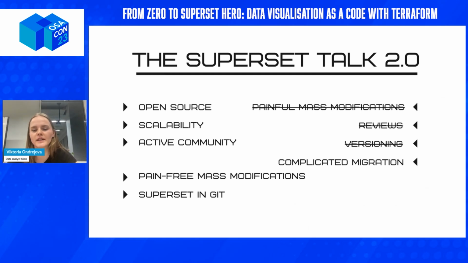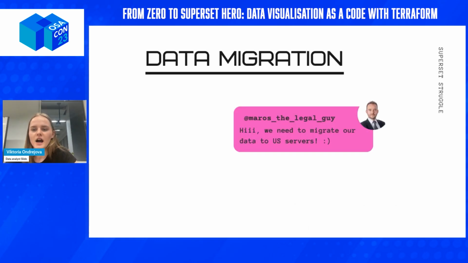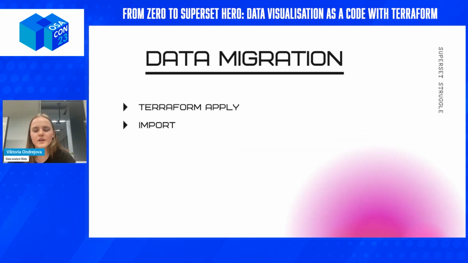Lastly, we just need to look at the complicated migration. So actually now we don't have to ignore the message from our legal guy here, as there is no longer a need to create everything from scratch on the new servers. With Terraform, if we have our charts written in the config files, we just need to execute terraform apply on another server. But what if we don't have the structure of the charts, or we've created some charts, like I mentioned earlier, and now just want to download them to the Terraform files? This simply means we need to import the structures to our Terraform.